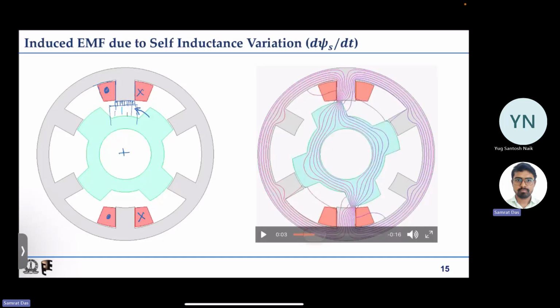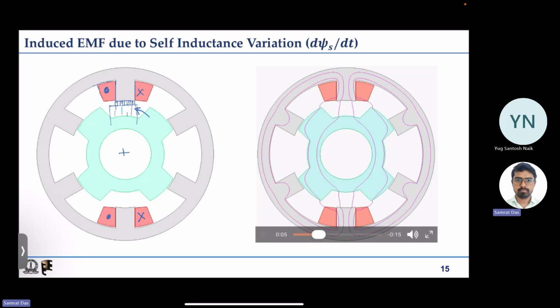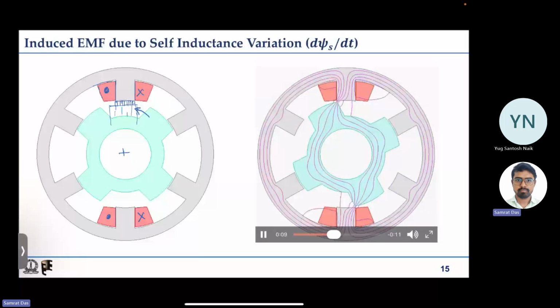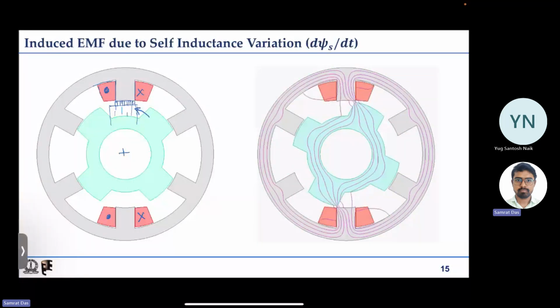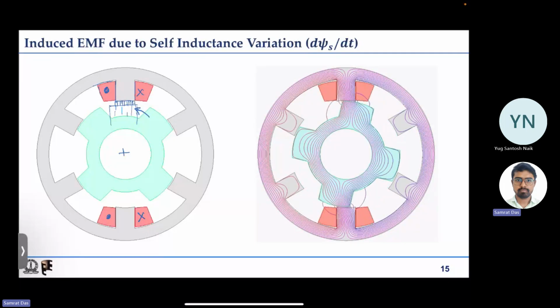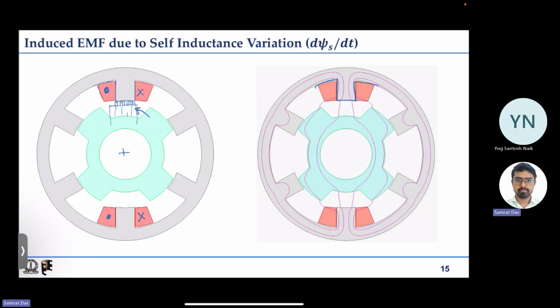Again the number of flux lines starts reducing, so you have lower flux linkage, and the same thing keeps on continuing as the rotor keeps on rotating. So the self inductance of the coil is dependent on the rotor position, because the inductance of the coil is changing with rotor position. This type of structure is called a doubly salient structure. You have salient poles on the stator as well as on the rotor.